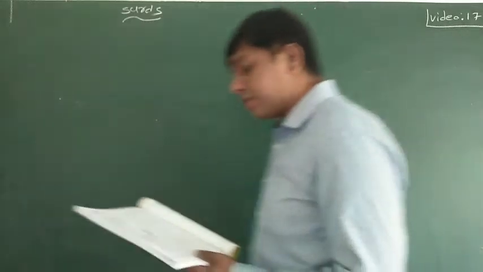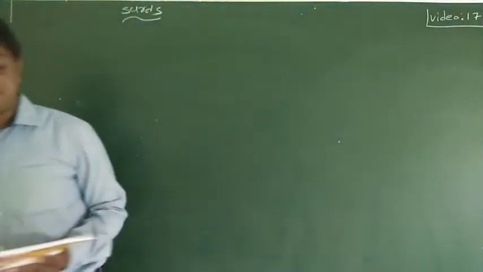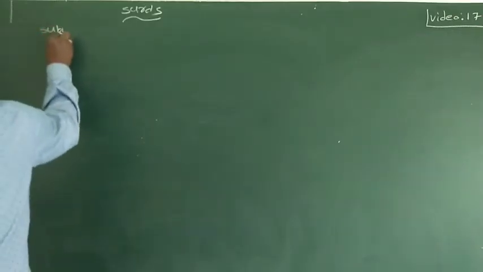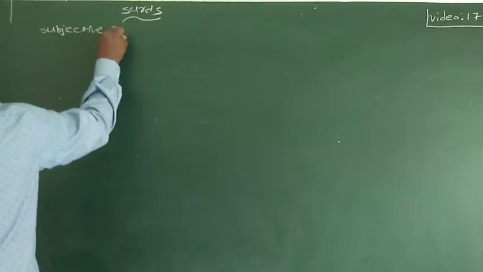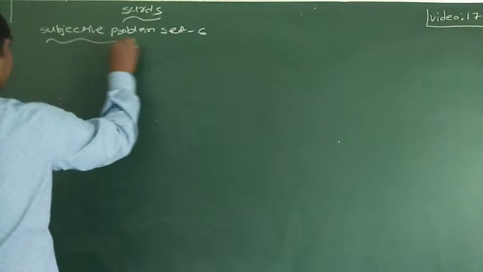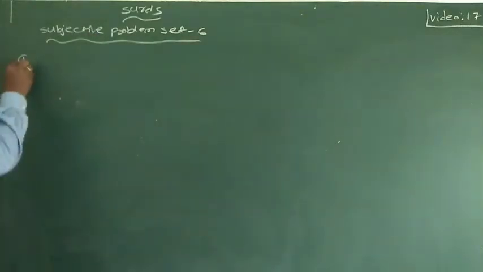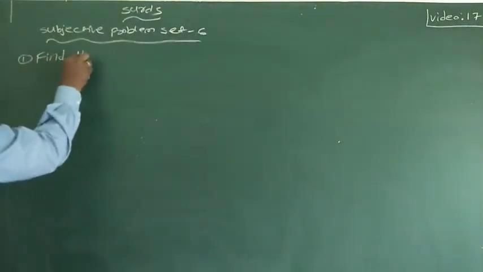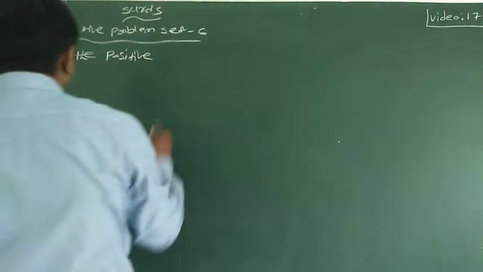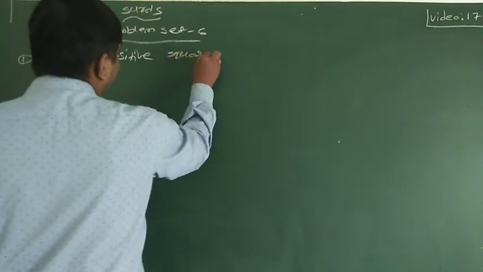Next, subjective problem set 6. Subjective problem set 5 completed. In that one, the fourth root also I explained. Now subjective problem set 6. In that, the first one is find the positive square root. Already we did this model.